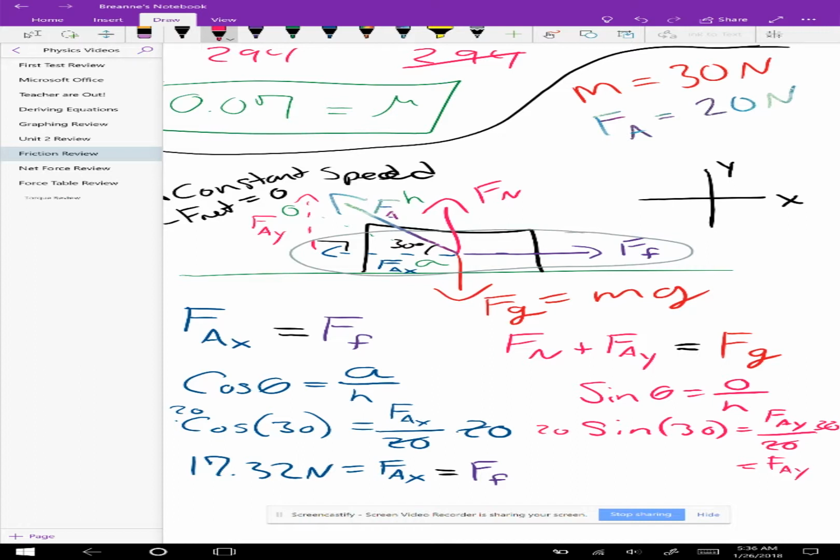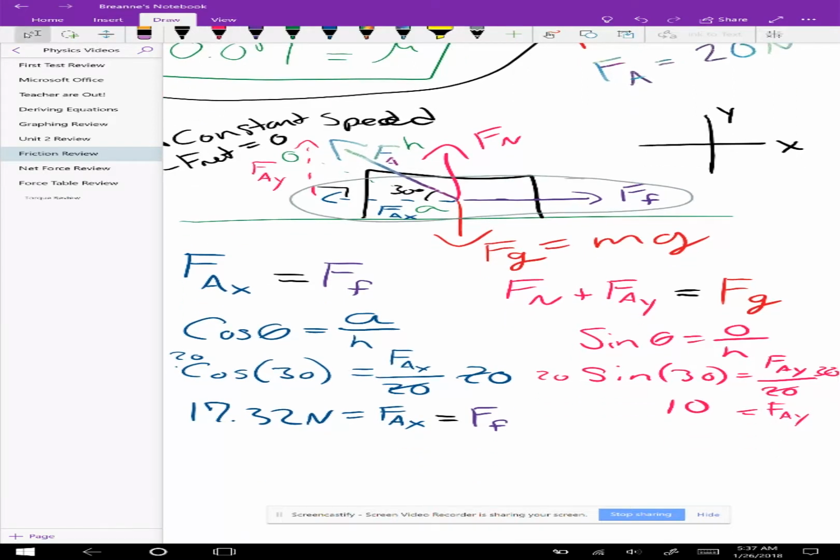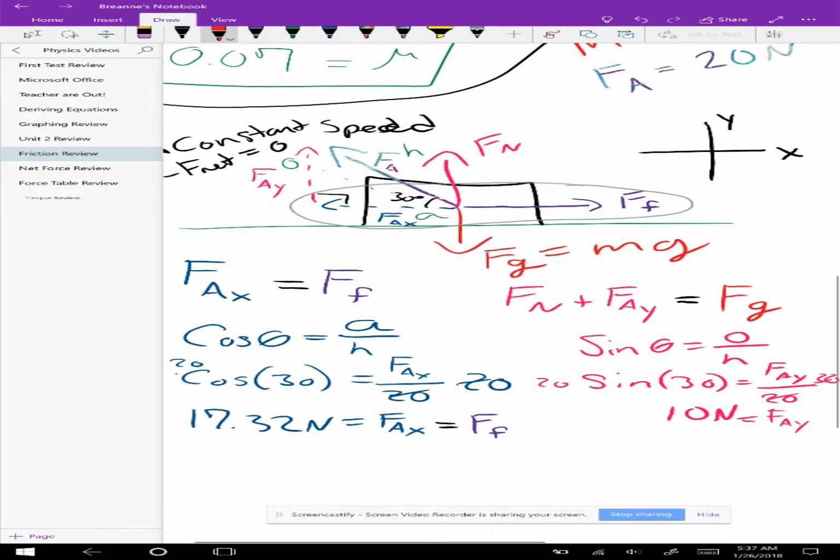Again, just a reminder, it should already be in degrees, but make sure it's in degrees. So sine of 30 times 20, and you get 10. And 10 newtons. And your force of gravity was your mass, which the mass of the block was 30. So do 30 times 9.8, which we did above, would get us the 294 newtons. And then you can just plug it into your equation here.